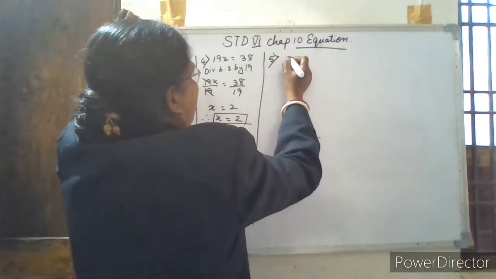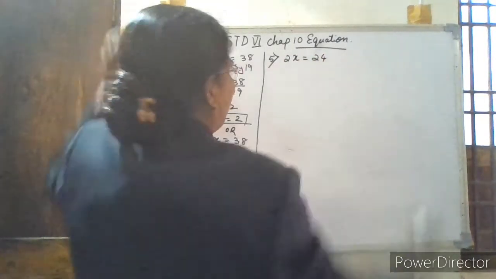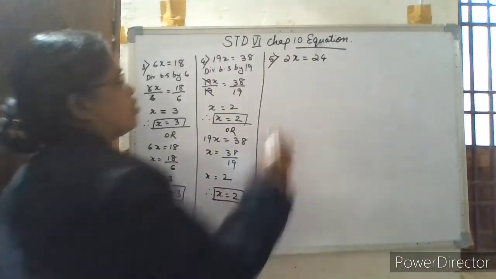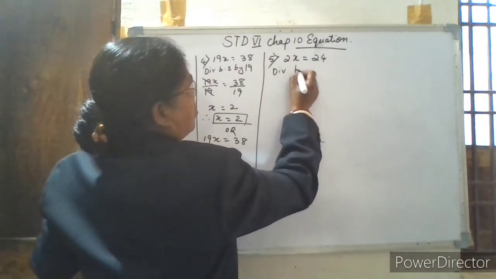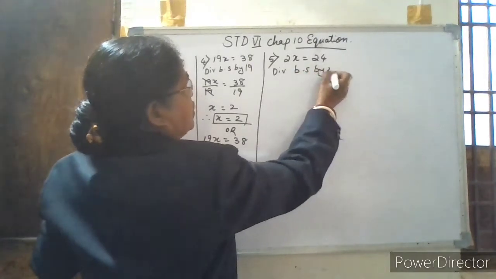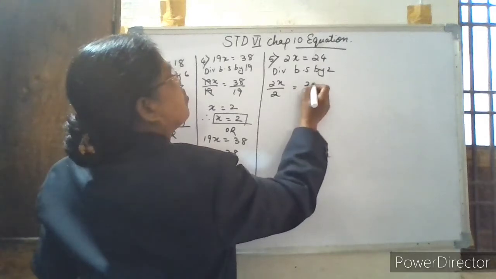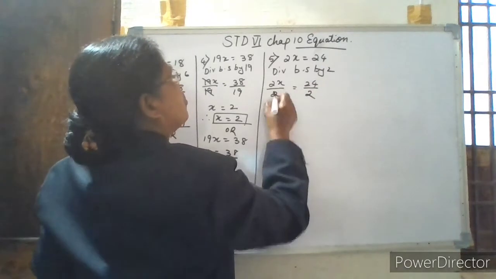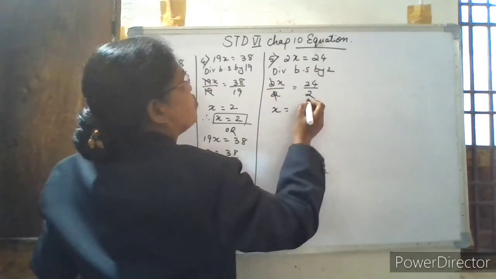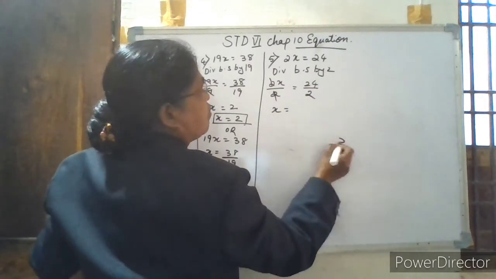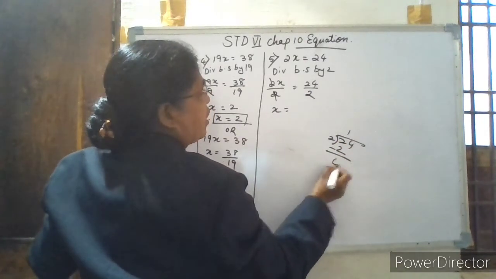Fifth one, 2x equal to 24, suppose. So divide both sides by the coefficient 2. So 2x divided by 2 equal to 24 divided by 2. 2 cancels. x is equal to... 2 ones are 2, 2 twos are 4. If we divide 24 by 2, 2 ones is 2. If you cannot do it directly, you can divide and solve.